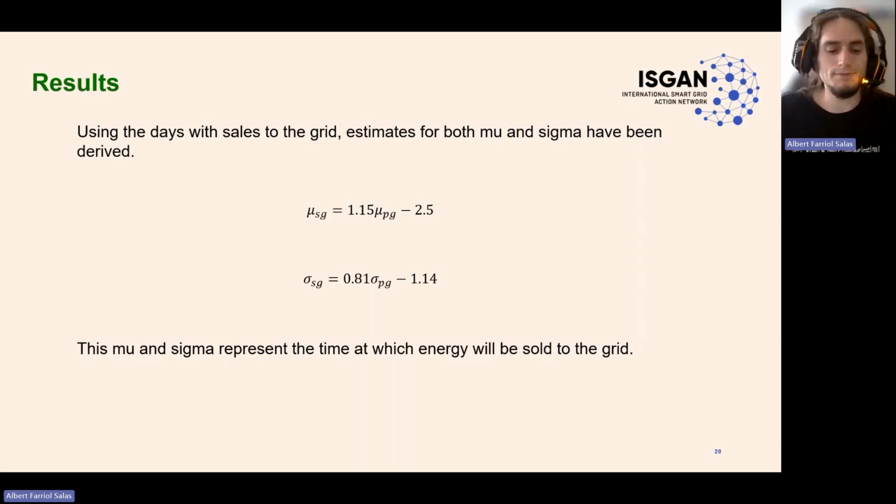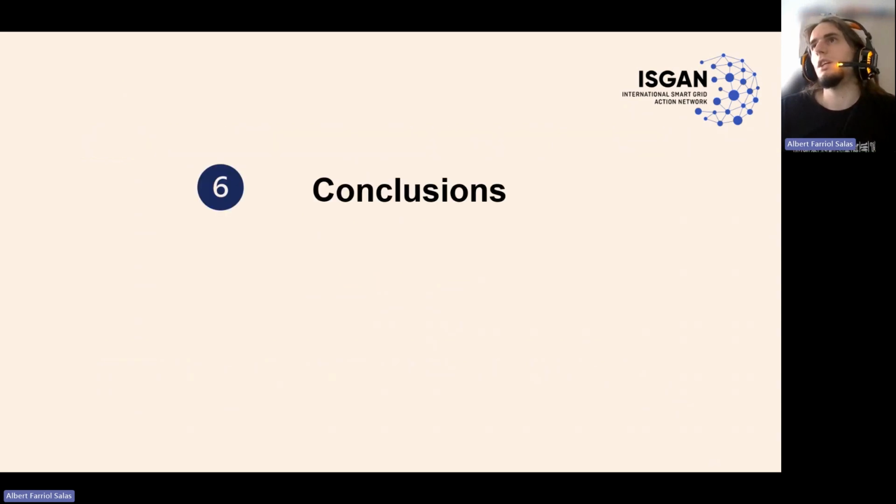One is... I don't know how to say the word in English right now. Sorry. It's the other term from the normal distribution. The standard error, sorry. So we have this formula, and the mu and sigma represent the time at which the energy will be sold to the grid. So basically, these are one of our strongest results.